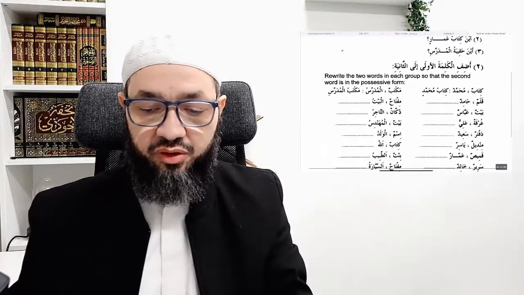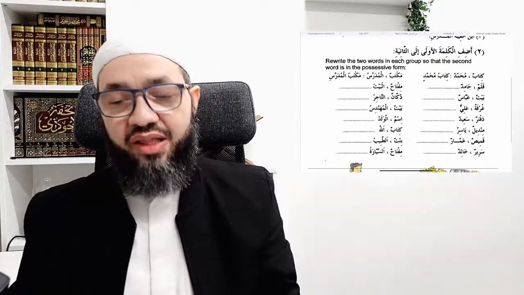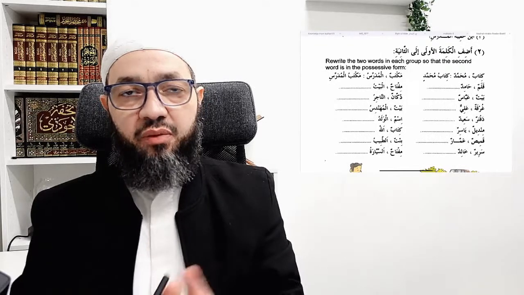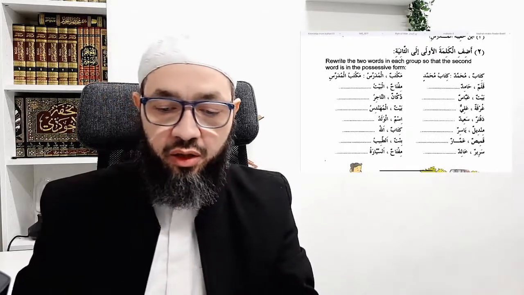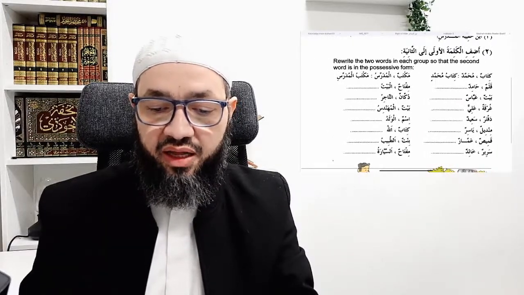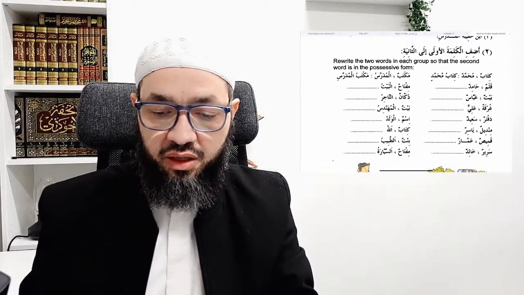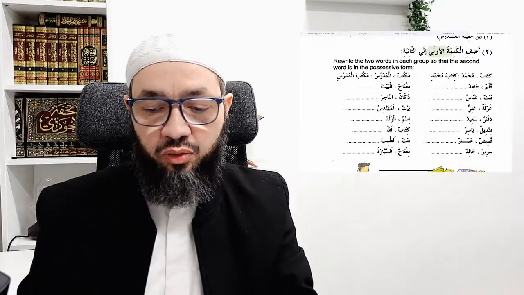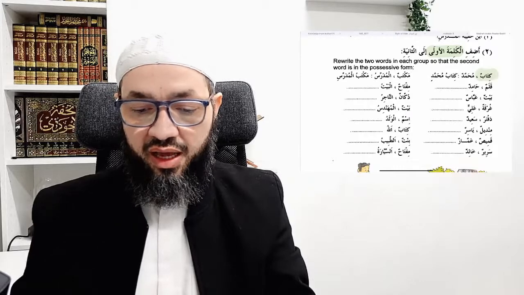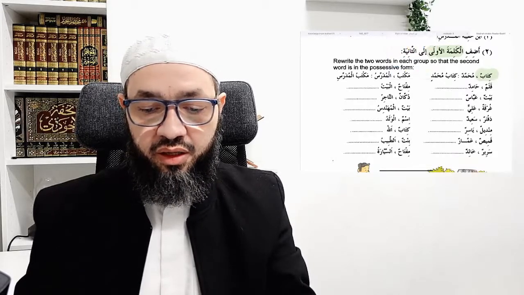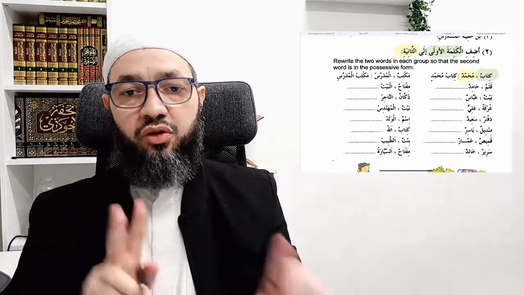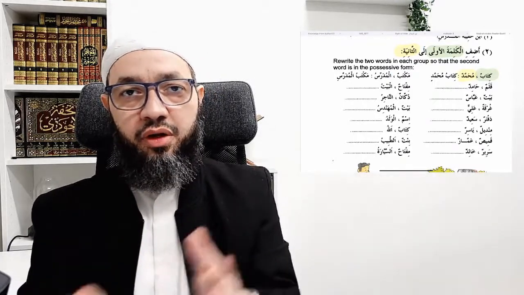Okay, exercise number 2. It's asking you now to take these two words, put them together, and make the structure that we've just spoken about, which is mudaf and mudaf ilayhi. So it's أضف الكلمة الأولى إلى الثانية. So you've got two words. The first word, الكلمة الأولى, is kitabun, and the second word, الكلمة الثانية, is Muhammadun. So you've got two words independently: a book, Muhammad.